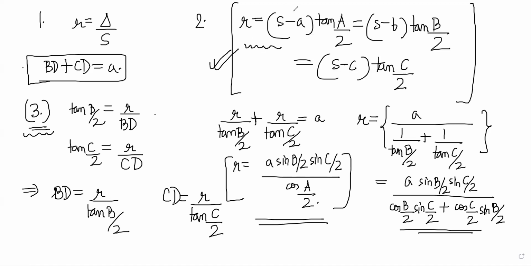But now we are not writing it as s minus a, we are writing it as BD and CD. Yes, sir. And we are saying that BD plus CD is a. And in terms of tan and r, we have simplified and solved for r, and we get this third formula. Yes, sir.